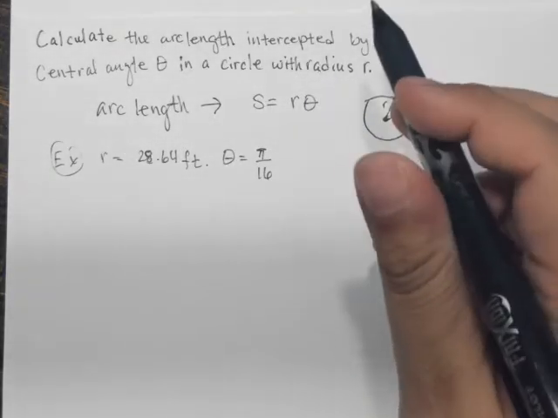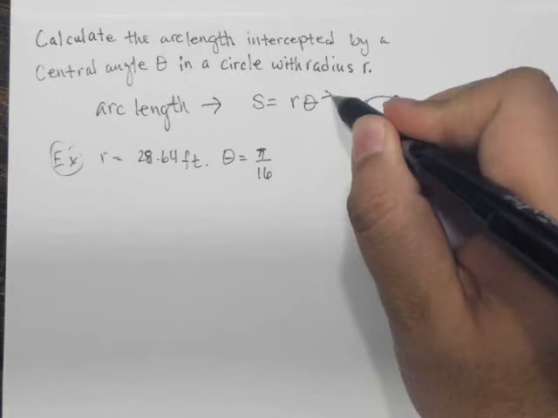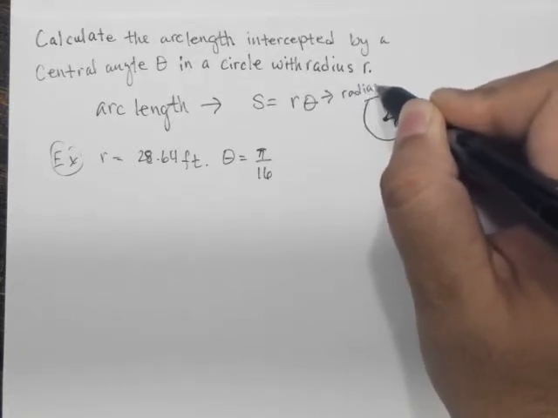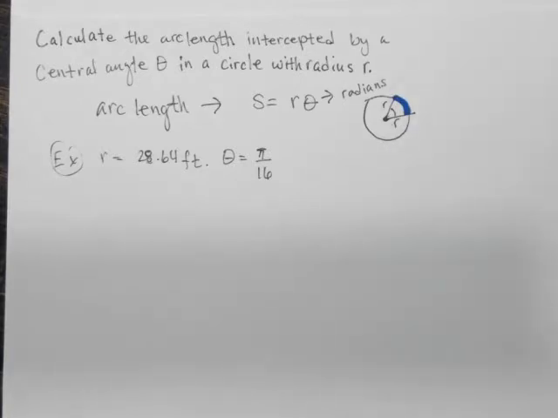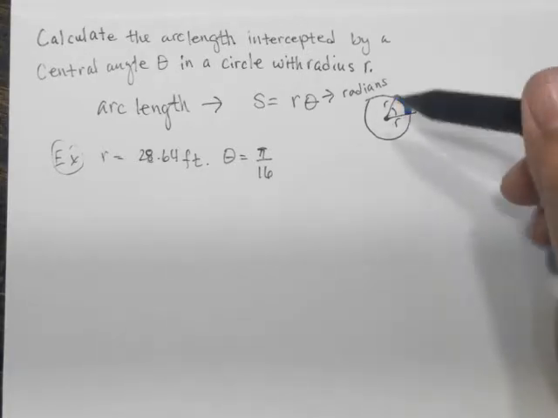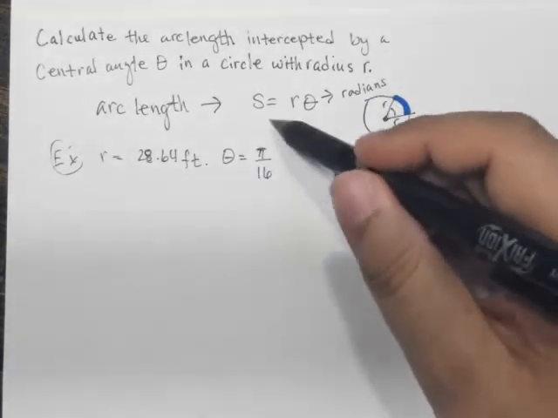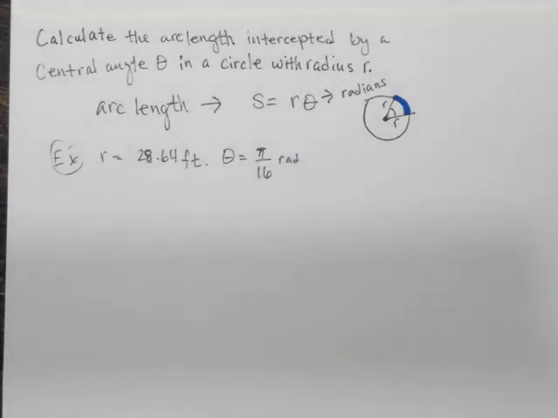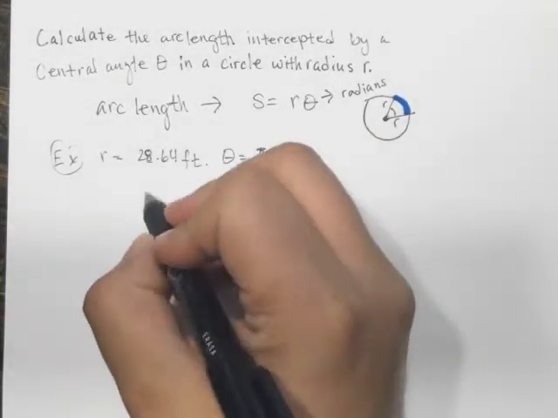R is the radius, and theta is the measure of the angle in radians. So that's very important. So if you did not convert the angle, in this case we're given, in this example, radians, but if it was in degrees, you would have to convert it to radians using the conversion factor that pi radians is 180 degrees. So this example is quite easy.